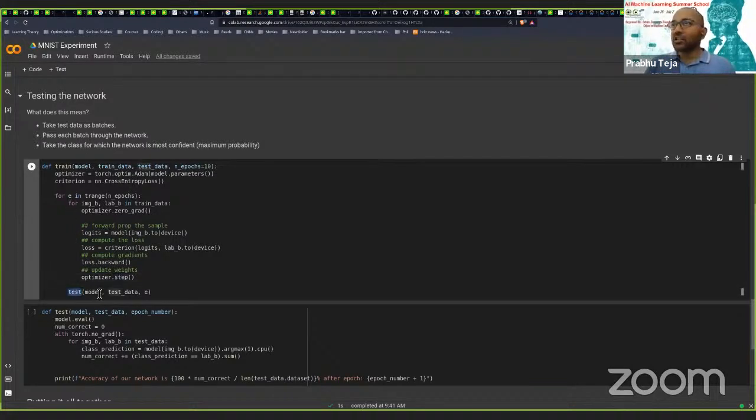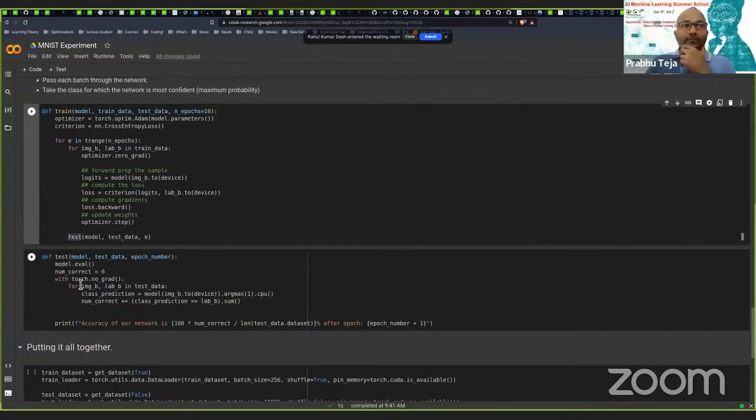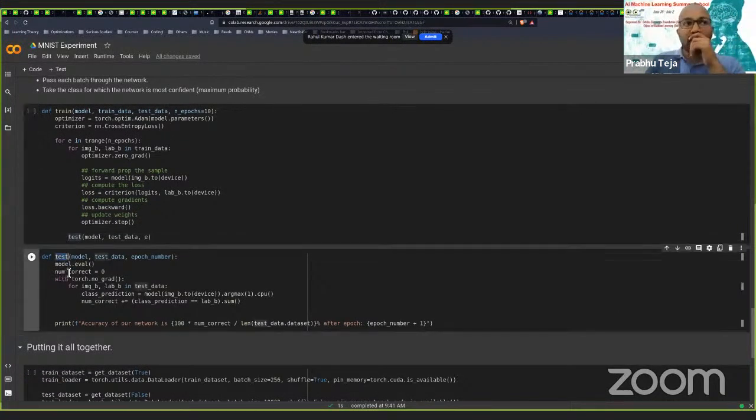Now, this is just to track the progress. So for e in range of number of epochs, if you see, this indentation matches this, which means after one pass over the data set, I want to see how well my model works. So all that I do is test the model once. I take the model, give it test data, and see what the accuracy is. So what would that be? The test function again takes the model, some data set to run it on, and the epoch number only to print it at the bottom.